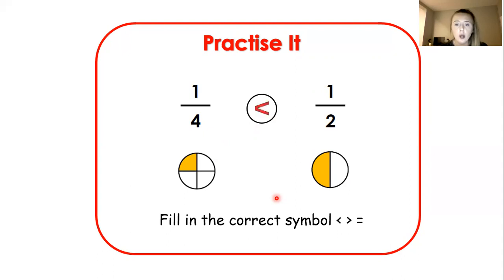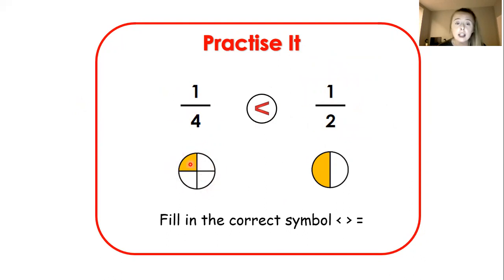So hopefully you told me this. So remember, we read from left to right, just like how we read a book. So this is telling me that 1/4 is less than 1/2. Now, we know 4 is actually bigger than 2, don't we? 4 is actually bigger than 2, but we're not looking at just the numbers today. We are looking at the fraction.